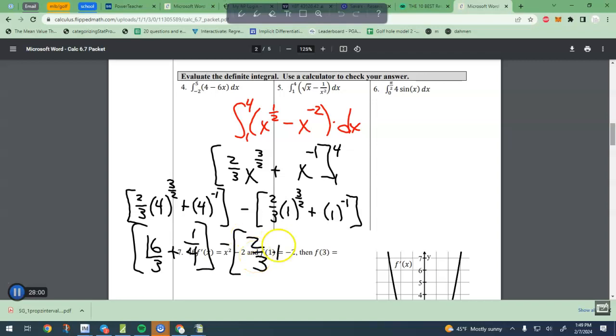And then again, 1 to any power is 1. And that is an acceptable answer. So I think that's where you're going for. Like, do I have to simplify all the way? You do not. That is a perfectly acceptable answer.